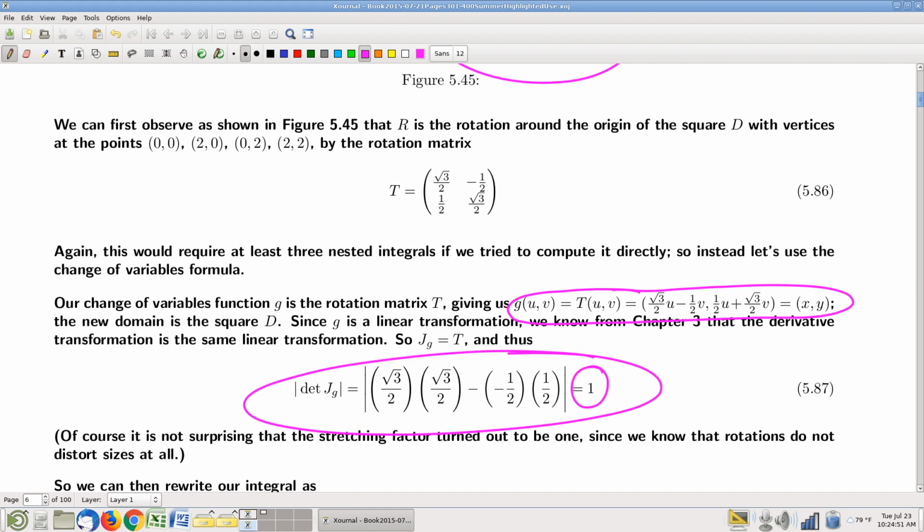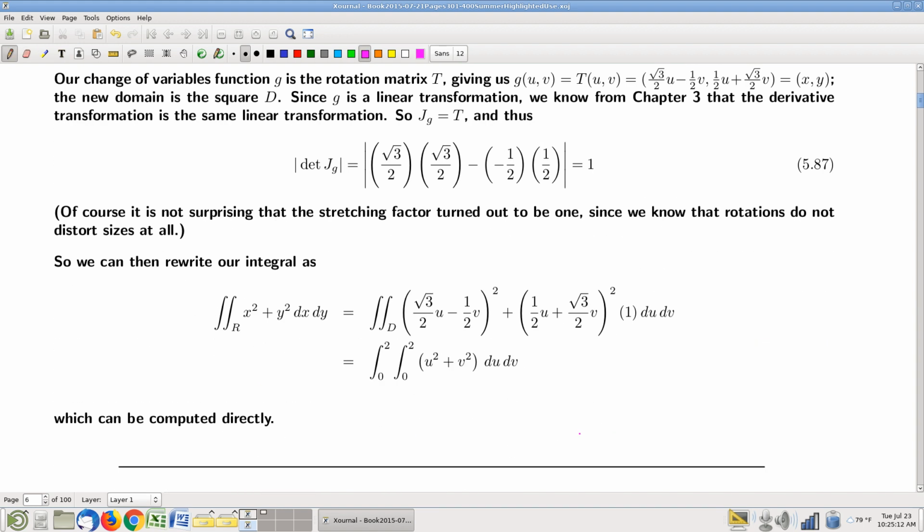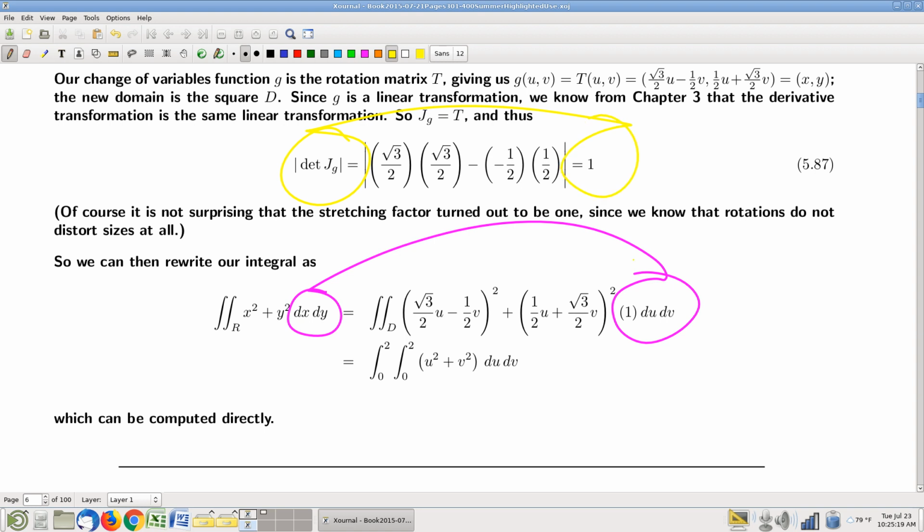Now, that said, I do still want to see, even if there's a geometric argument for why your stretching factor ought to be something obvious like 1, still, give me the algebra on an exam. But nevertheless, I think it's satisfying that it worked out to be something expected. And then, off to the races. Plug and chug. Our stretching factor, you can see right there, is that 1.